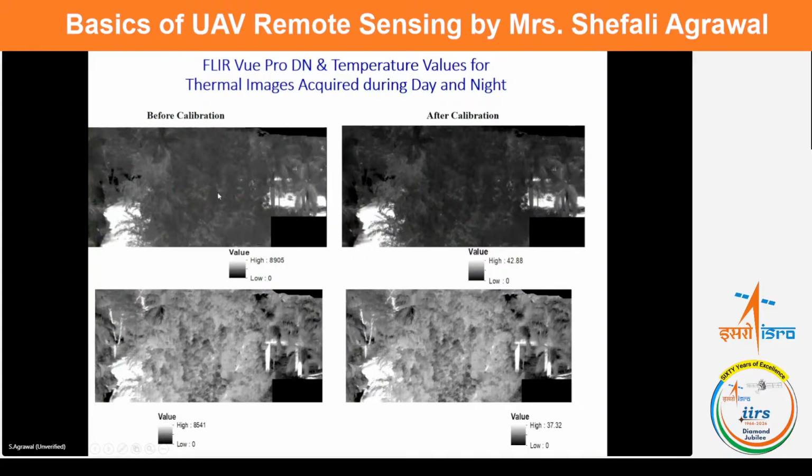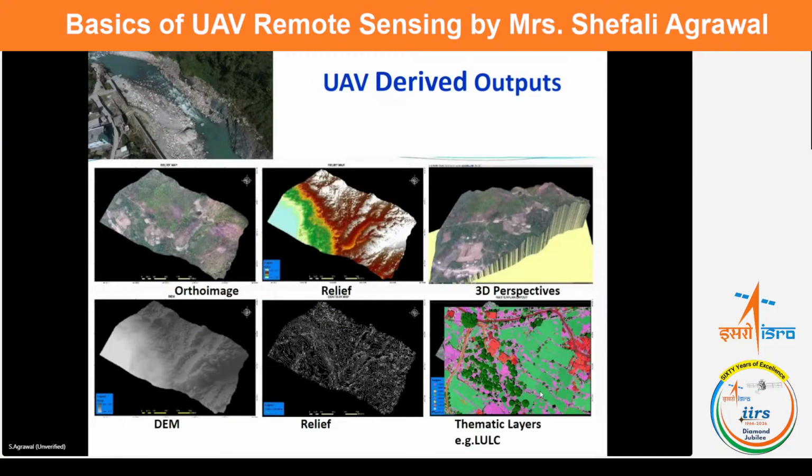Before calibration, the data gives you a high range of values, which are the radiance values or the DN values. Then accordingly, they are calibrated and converted into the actual temperature values, which gives you the real temperature. So here the highest is around 42 degrees, and in the lower images, it's around 37.32 degrees.